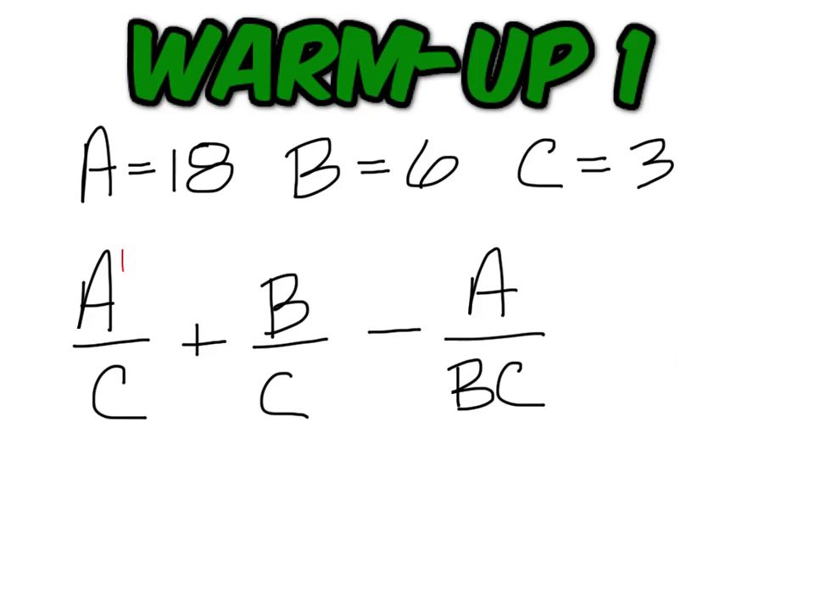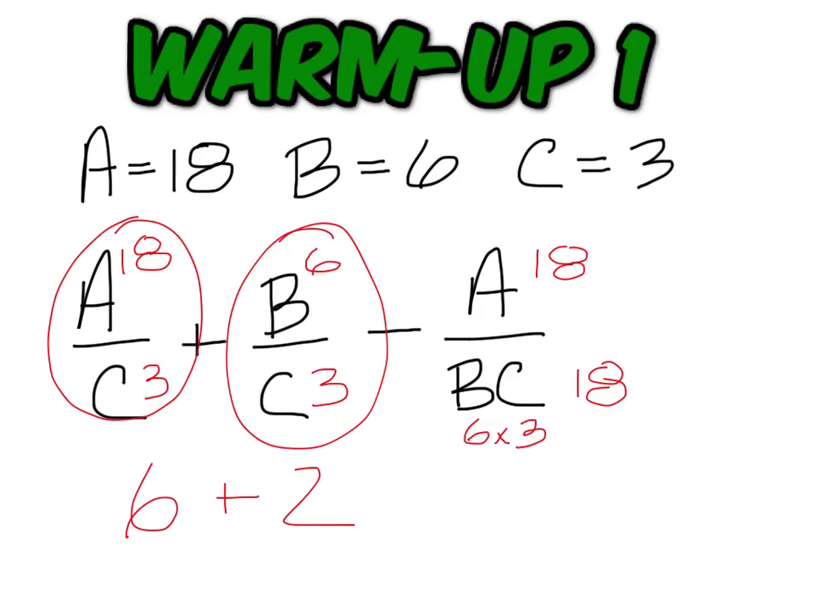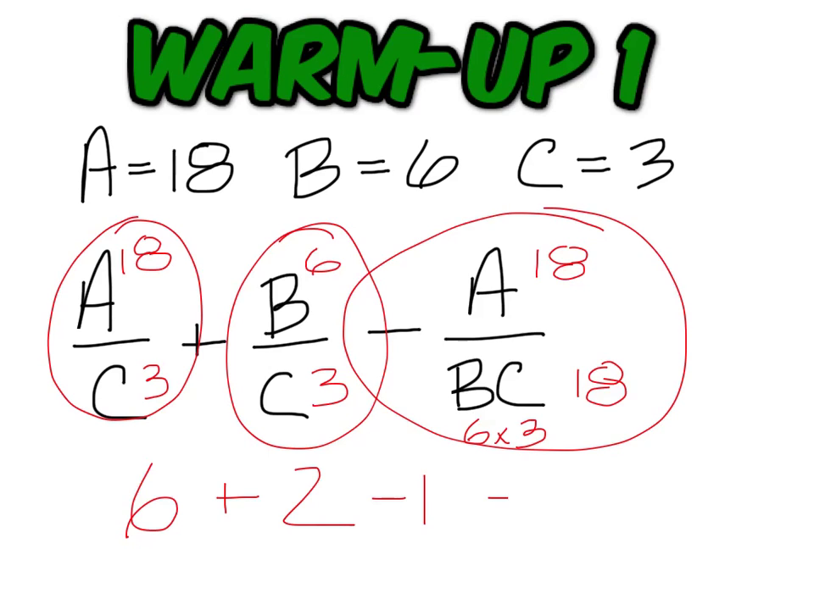A over C, that's 18 over 3. And this is 6 over 3. This is 18 over 6 times 3, which is 18. This is 6, 18 divided by 3. This is 2, 6 divided by 3. It equals 8. And then minus 1. 18 over 18 is 1. So the answer is 7.